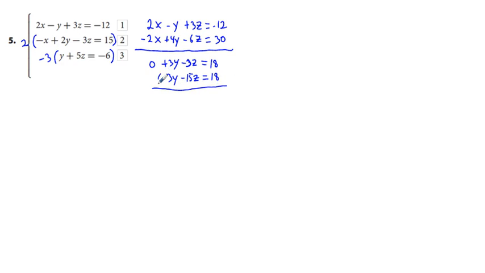And we are going to add these two equations together. So 3y minus 3y is going to be 0, and then negative 3z plus negative 15z is going to be negative 18z, and then we have 18 plus 18 is 36. So now dividing by negative 18, we're going to have z solved for.